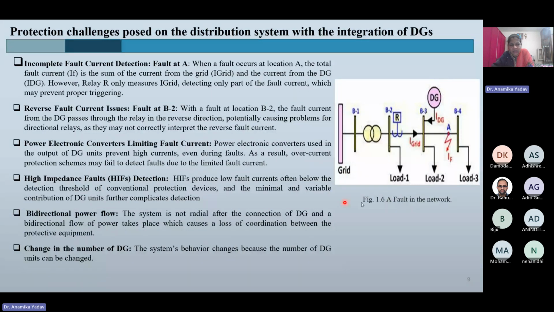So all these are the major protection challenges that you need to take into account while designing any protective relaying schemes for the transmission and distribution system with integration of DGs. So that way we will be discussing more in detail in the coming slides.